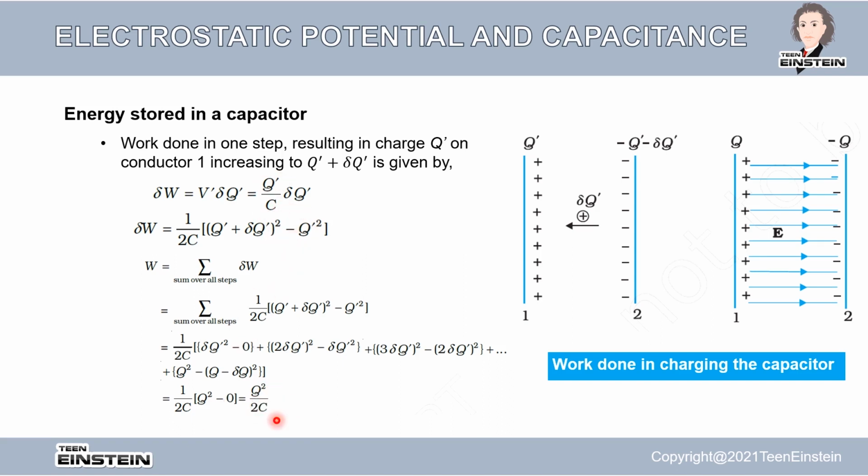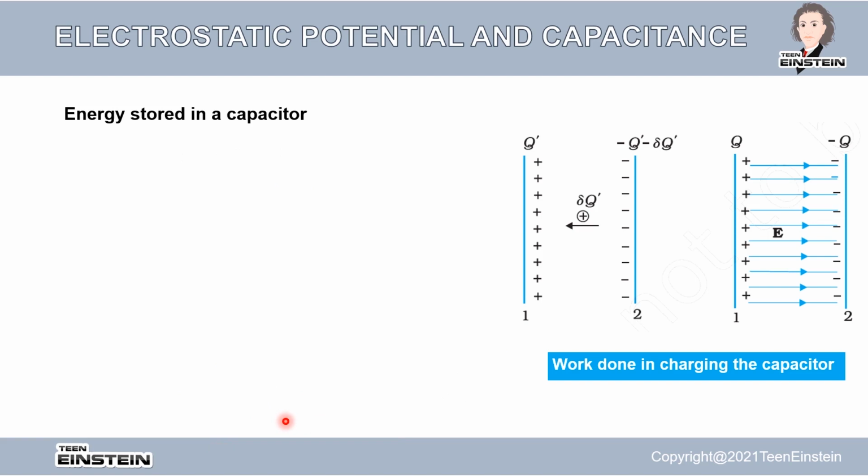So Q is nothing but the overall charge in the capacitor. But how we are achieving this charge on the capacitor is important. We are achieving it in steps of delta Q dash. So the overall work done in assembling this particular configuration is Q squared by 2C. And this is the work that is stored in a capacitor. So the energy stored in a capacitor is Q squared by 2C, like we saw in the previous case.